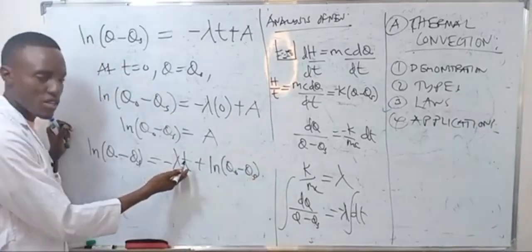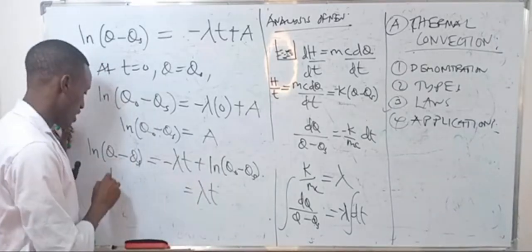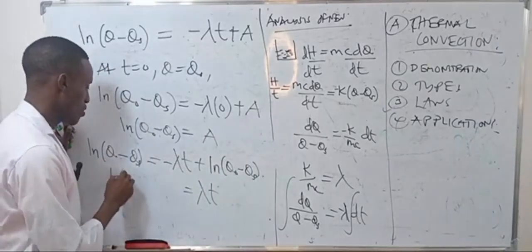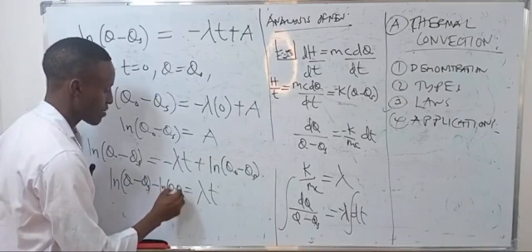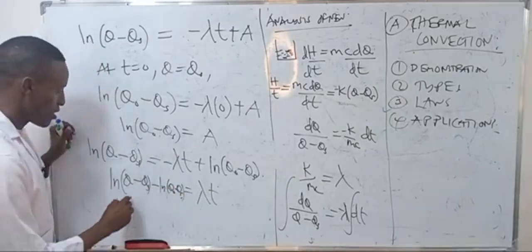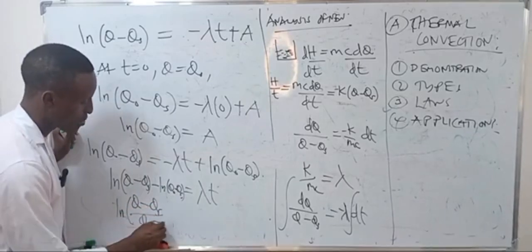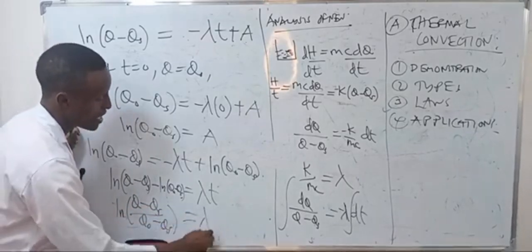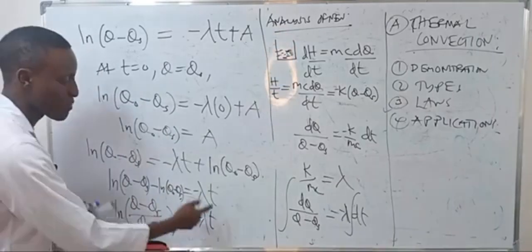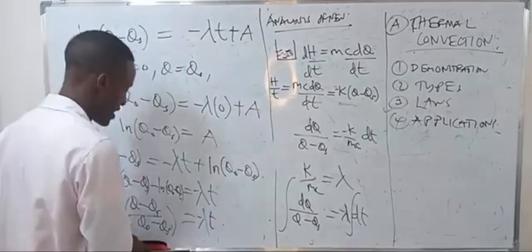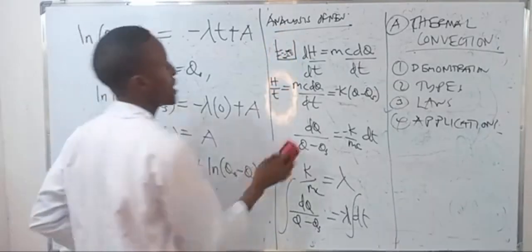So this lambda t comes here as negative. ln of theta minus that of the surroundings, minus ln of theta naught minus that of the surroundings, is equal to negative lambda t. So just by the principle of logarithms, I can write them now in a single expression.